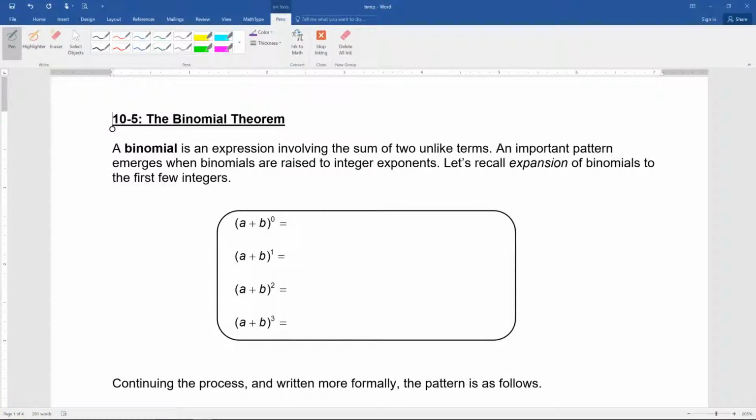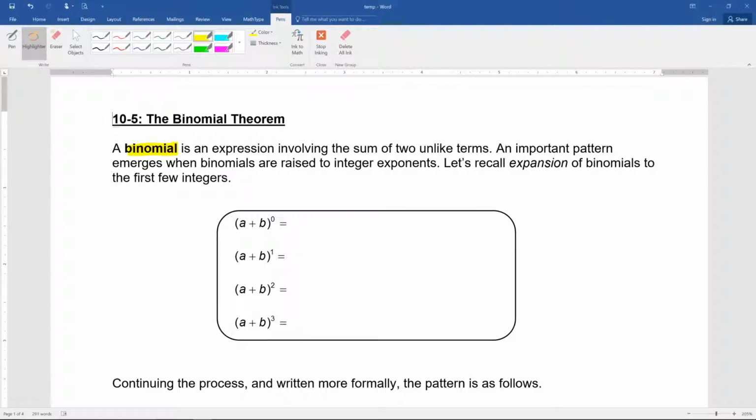All right, we know what a binomial is. A binomial is an expression that involves the sum or the difference of two unlike terms. So 3 plus 7x, for example. 5y plus 2b, all right? Or 5y minus 2b. It's the sum of two terms that are not similar, that can't be combined.